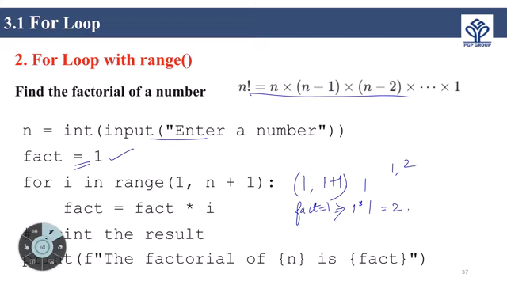Next, fact value is 2. Clear? I value is 2. Clear or not? Sorry, fact value is 1, I value is 2. So 1 star 1, 1, this one is a 3. Clear? So factorial value, we can apply this formula. Clear?